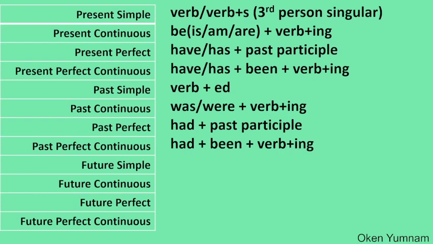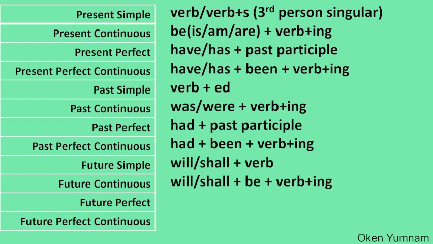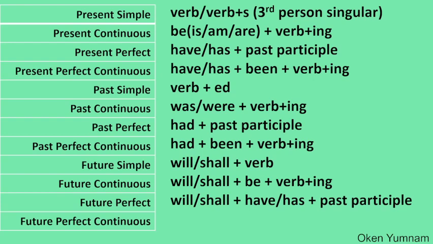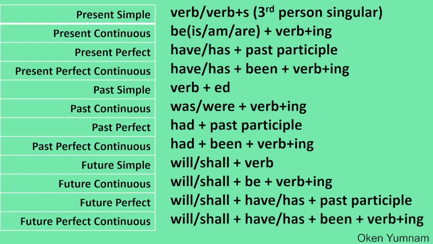Again, coming to future simple, it will be will or shall, depending upon the subject, plus the verb in the root form. Future continuous would be will or shall followed by be followed by the verb in ing form. And future perfect will be will or shall plus have followed by the past participle. And future perfect continuous will be will or shall followed by have, again followed by been and the verb in ing form. So let's see examples here.